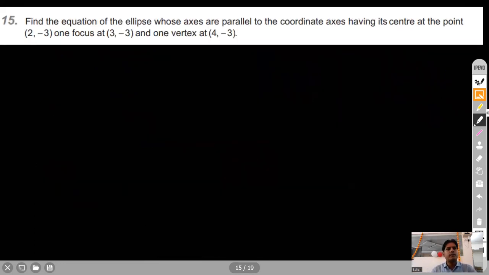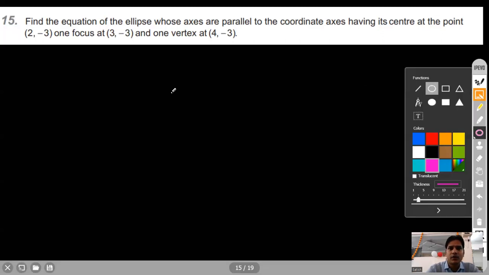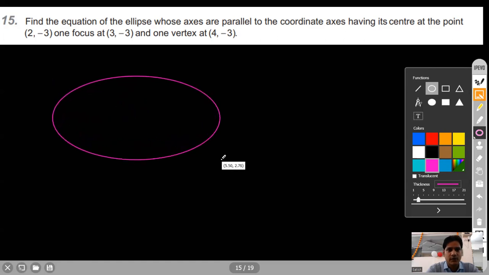Now coming to the next question. It is saying find the equation of the ellipse. Again, we have to find the equation of the ellipse whose axes are parallel to the coordinate axes, having its center at the point 2, -3, one focus at this point and one vertex at this point. So this time, if you notice, here the coordinate axes are not the axes of the ellipse. Now the axes of the ellipse are parallel to the coordinate axes. So let me draw one ellipse for better understanding of this question.